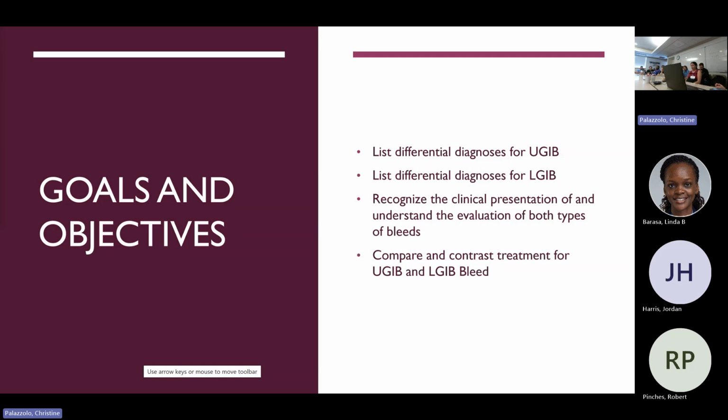And is that a continuous drip, or is it BID? The guidelines say continuous drip, so I would do that. I think you could go to PPI BID, because once again, they show that they're not inferior to one another. I still think that's fine.